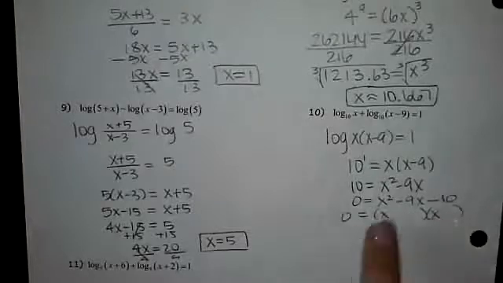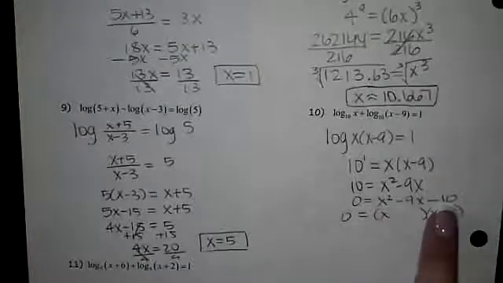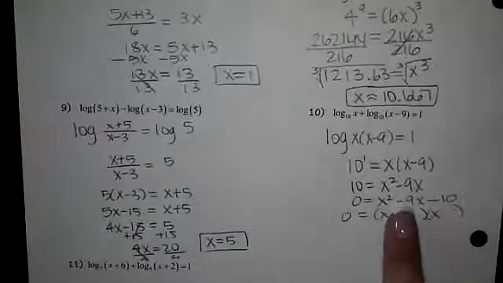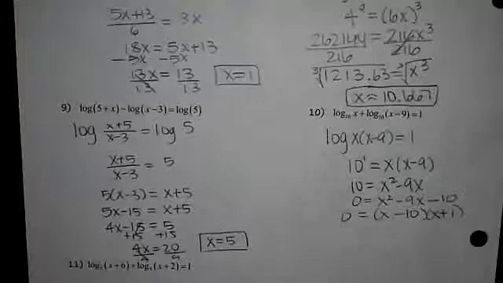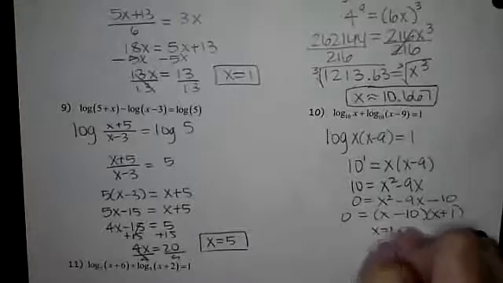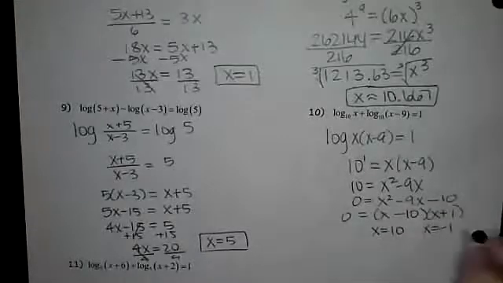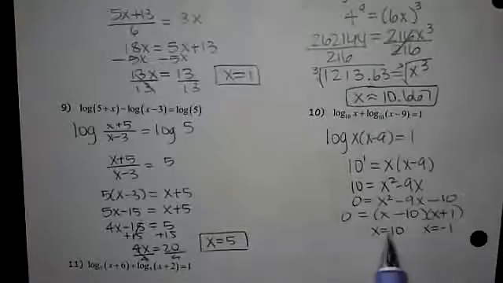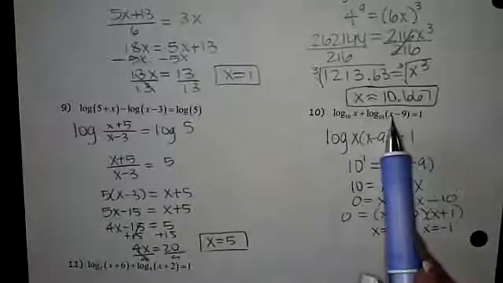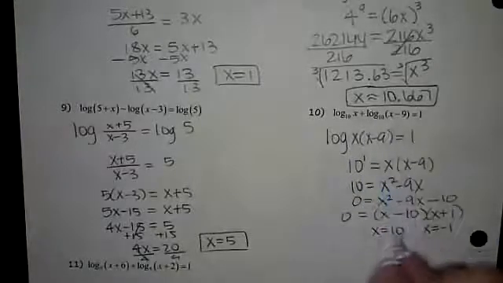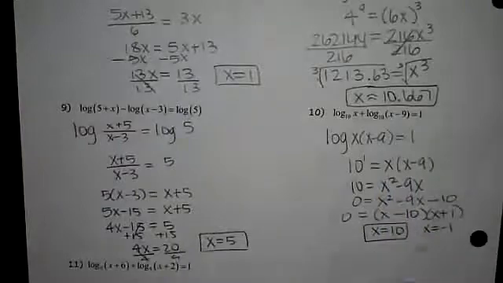I factor. X times x gives me x squared, and then I'm looking for what multiplies to be negative 10 and adds to be negative 9, and that is a negative 10 and a positive 1. So my two solutions here are 10 and negative 1. That's what makes each parenthesis 0. Now, when I go back and plug in this 10, it will be positive in both of those arguments. So that works. So that's the solution.